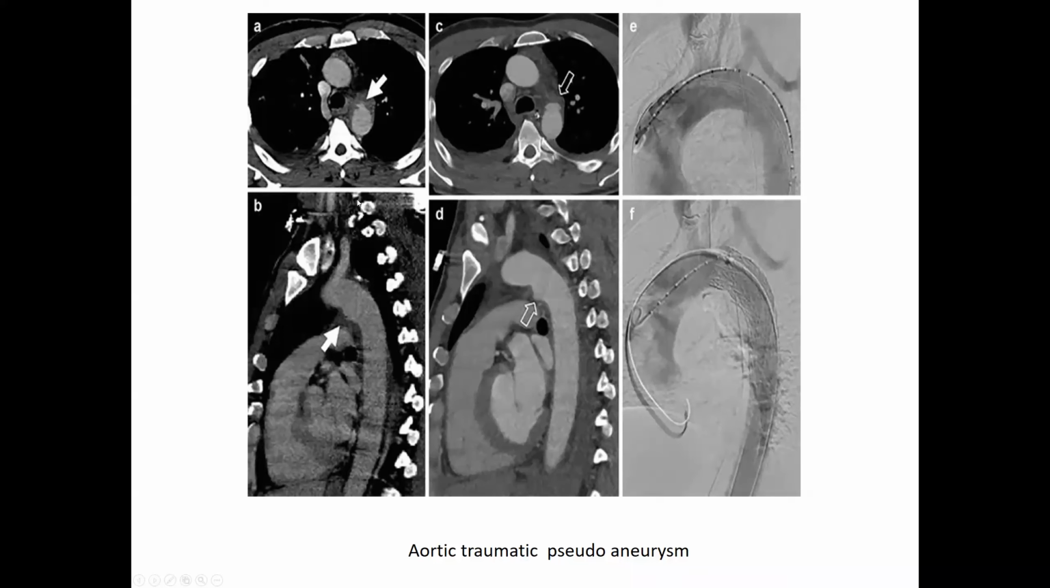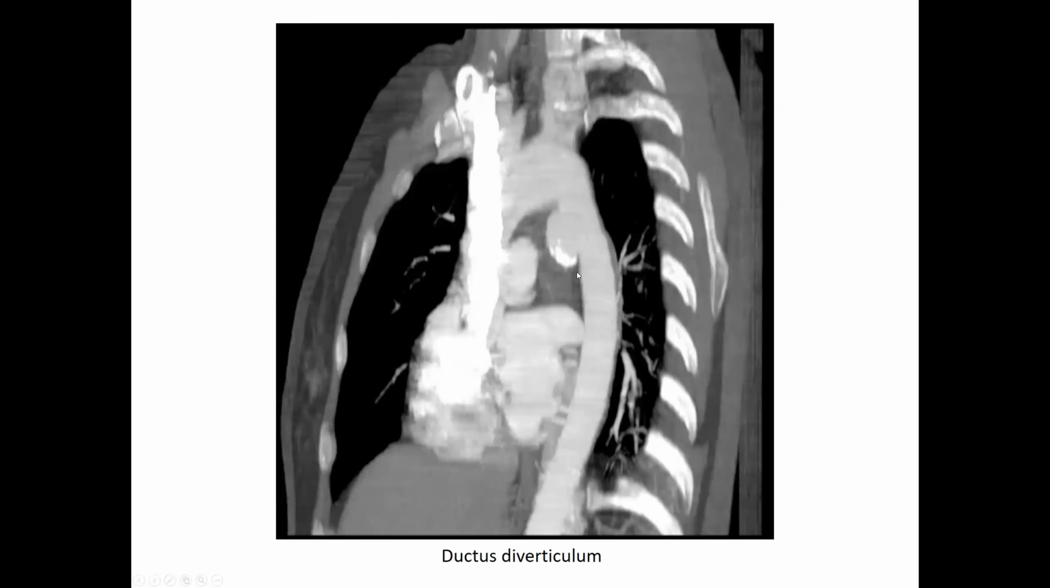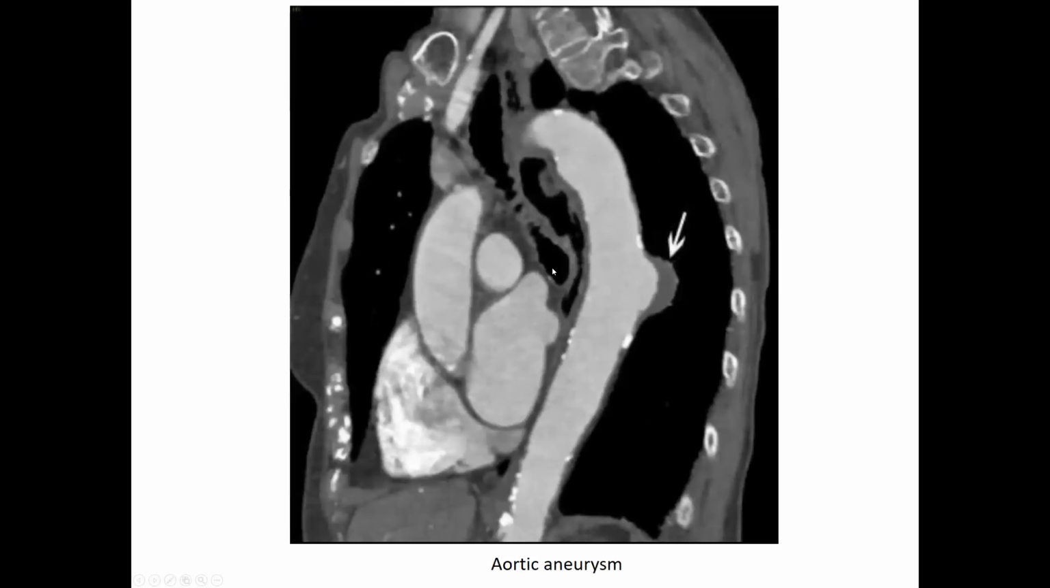And of course we will benefit from the history of the patient, a history of trauma, to differentiate it from the ductus diverticulum, which is a normal variant seen at the aortic isthmus. We see its rounded, smooth, regular outline. This is the true aneurysm, meaning not a pseudoaneurysm, in the posterior wall of the descending aorta.